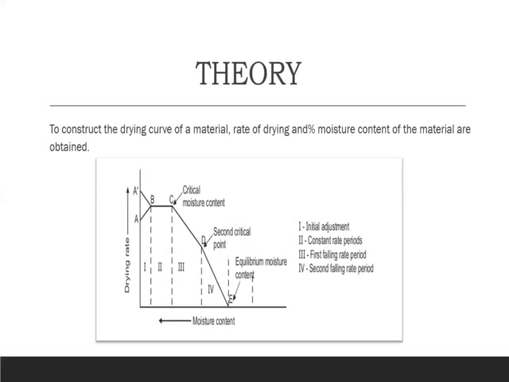The next phase will be the constant rate period, which is from B to C. During this period, the temperature of the solid and the rate of drying remain constant. The moisture from the surface is replaced by water diffusing from the interior of the solid at a rate equal to the rate of evaporation.